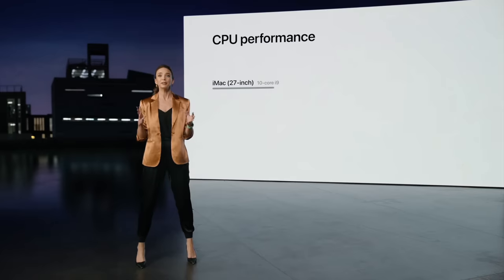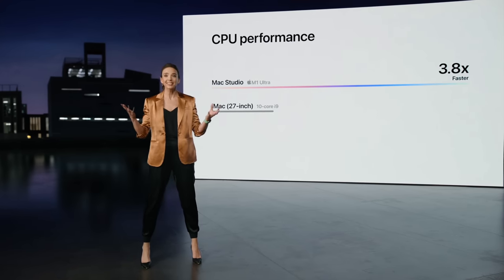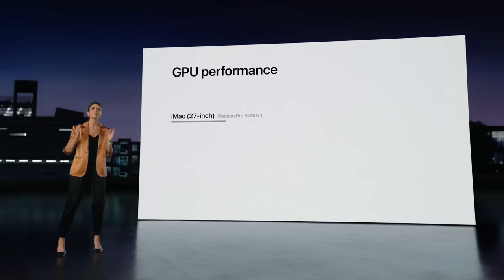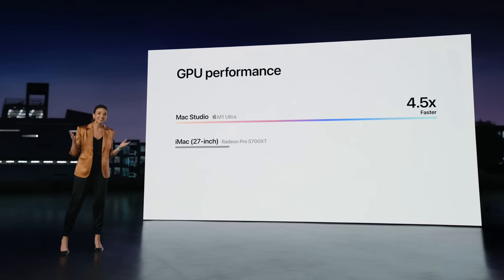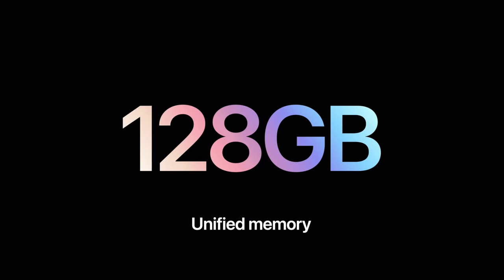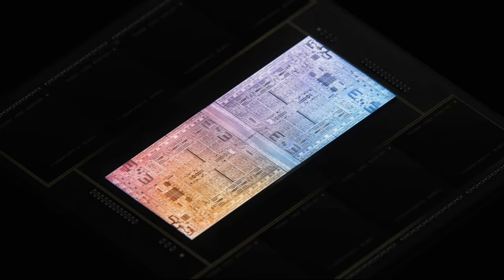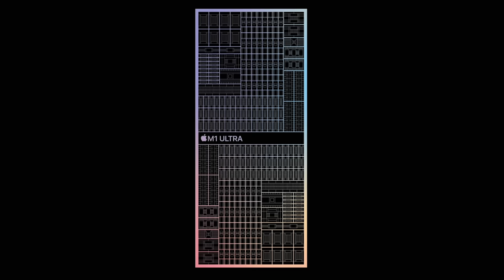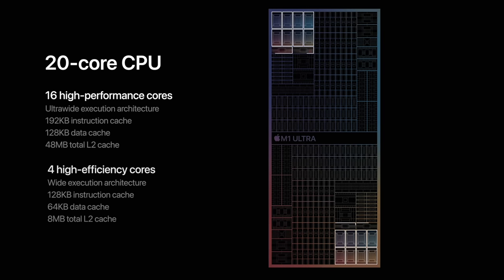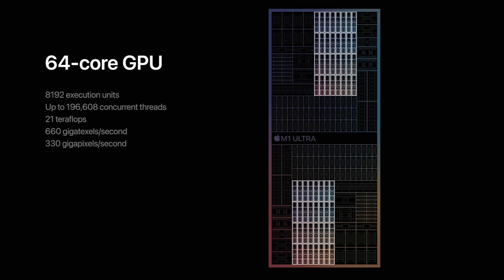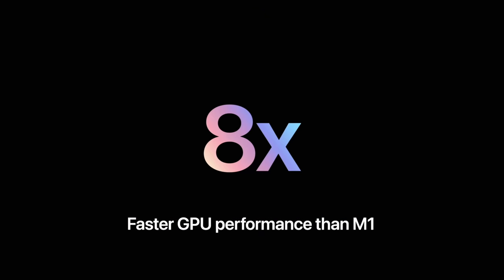On the side of the M1 Ultra though, it is 3.8 times faster in CPU performance than the fastest iMac. And in terms of GPU, it is 4.5 times faster. But what is crazy is the 128 gigabytes of unified memory. That M1 Ultra model with the UltraFusion technology gives you a 20-core CPU with 16 high performance cores, as well as 4 efficiency cores, as well as a 64-core GPU that is 8 times faster than the original M1.